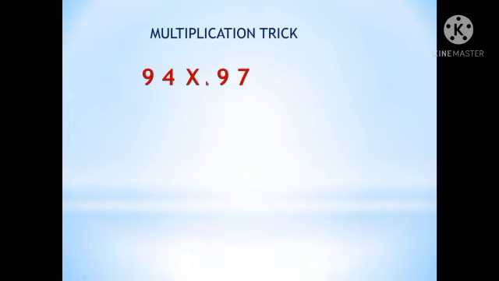In the first step, we are going to find out how much the number 94 is less than 100. The number 94 is 6 less than 100. Let us take a note of that. Let us write it as minus 6, since it is less than 100. Same like that, we have to find out how much the number 97 is less than 100. So 97 is 3 less than 100. Let us take a note as minus 3.